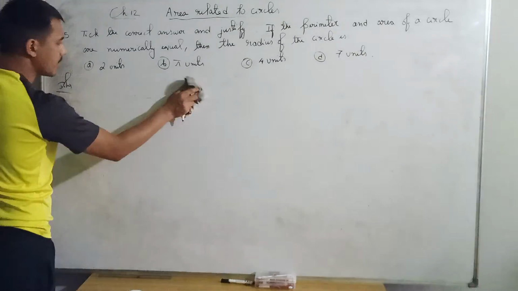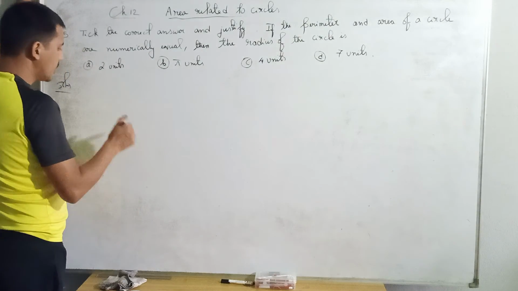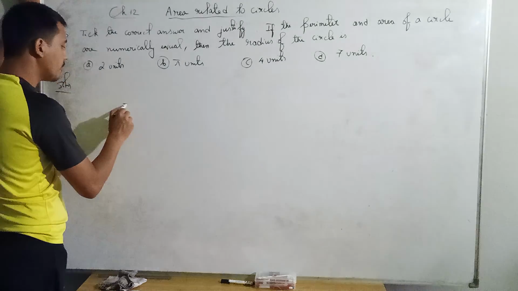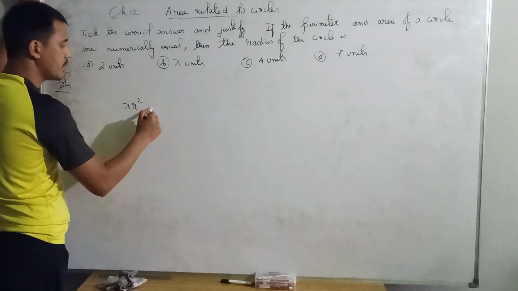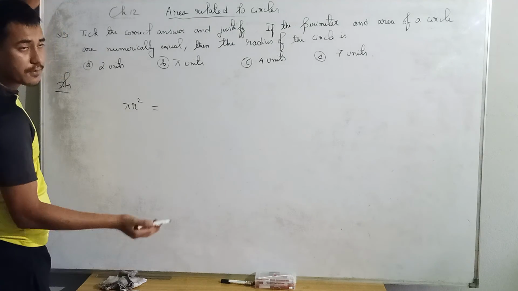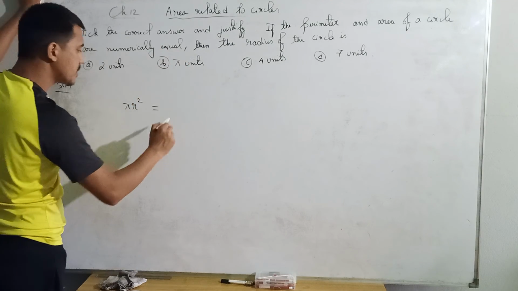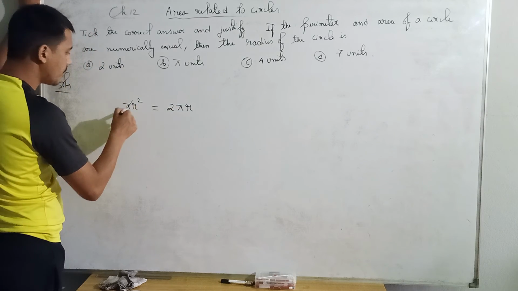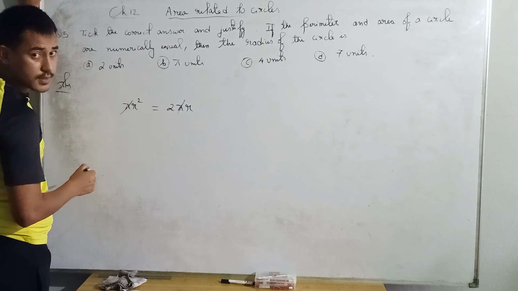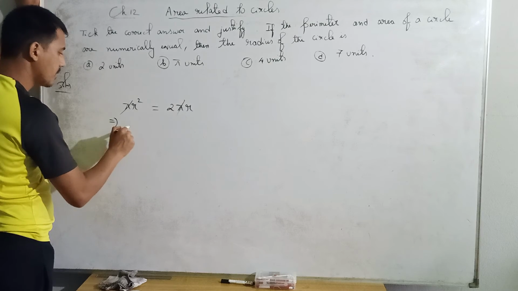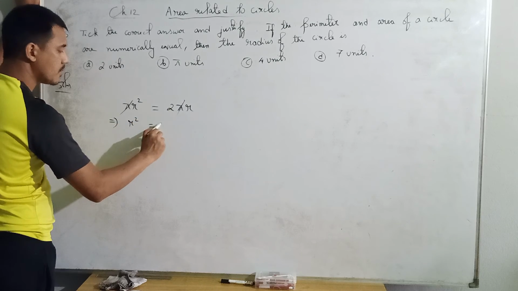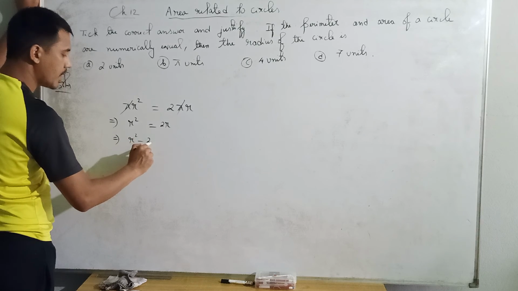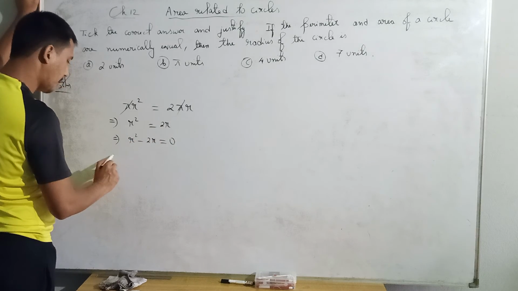You can write it in many forms, okay. Question says, the numerical value of area of the circle, pi r square, is equal to the circumference or perimeter of the circle, 2 pi r. Alright? Pi gets eliminated from both sides. So r square is equal to 2r. So r square minus 2r is 0.